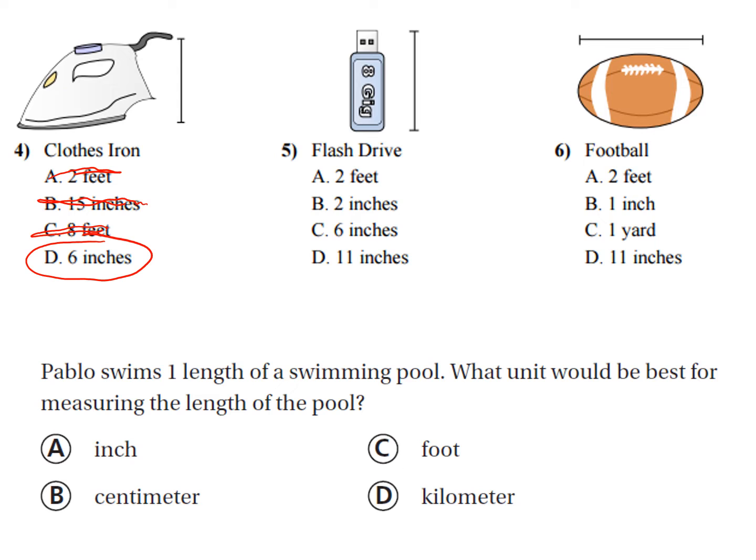Okay. How about a USB flash drive? It's that little thing we plug into our computer. 2 feet, two rulers is not reasonable. I would not plug something that was two rulers long into my computer. That would be dangerous. 2 inches makes sense. That's possible. 6 inches, that's still way too long. And 11 inches is almost one ruler. That's way too long. So the best answer is B.